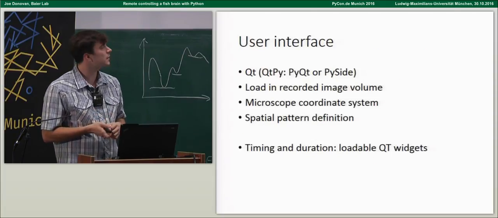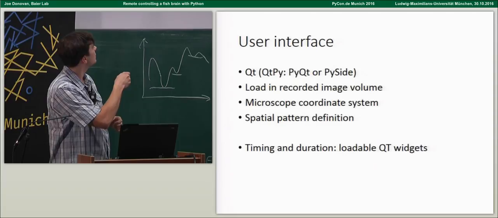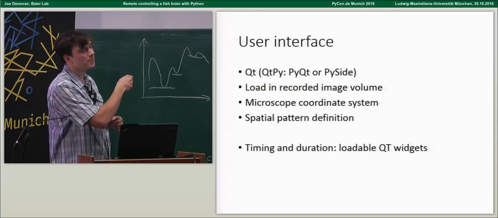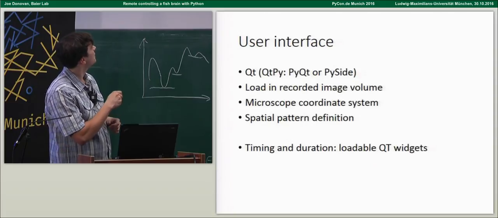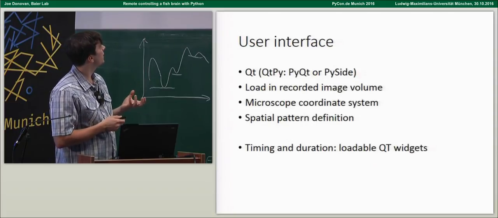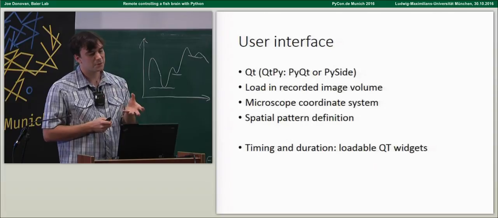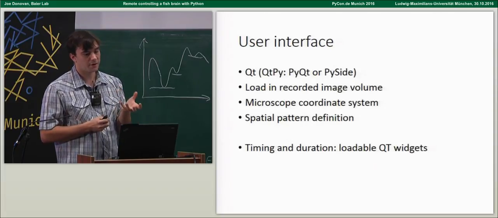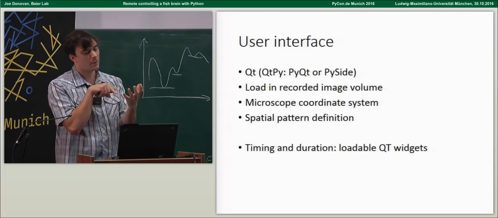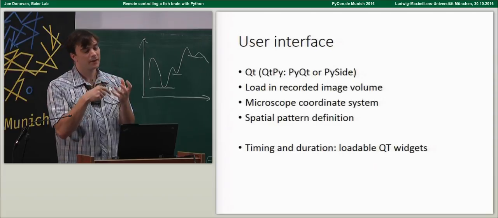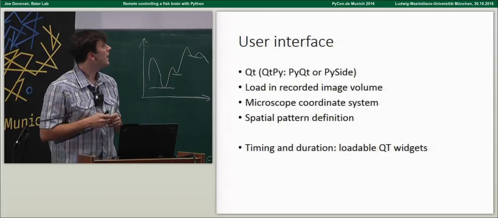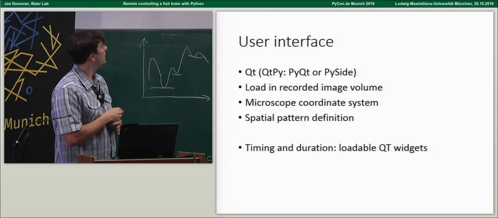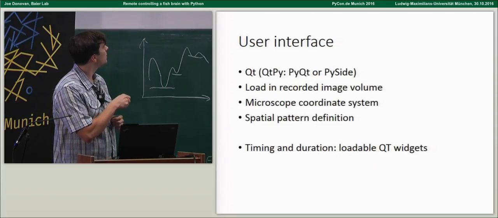For the user interface, I use Qt. And using Qt.py, you can very easily switch between PyQt or PySide, which is quite helpful. And essentially, the users can load in a recorded image volume. There's a calibration procedure to align that to the microscope's coordinate space. So when the users draw a pattern onto the image that was recorded, the holographic system knows where in its spatial coordinates it has to go to make the same pattern. And yeah, they can define the patterns directly or use SVG.